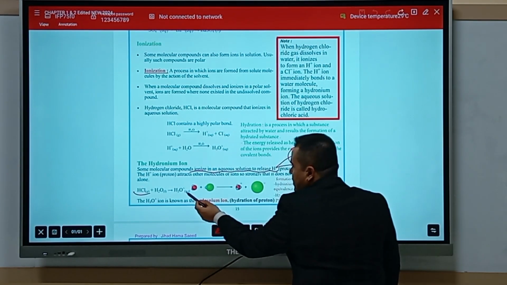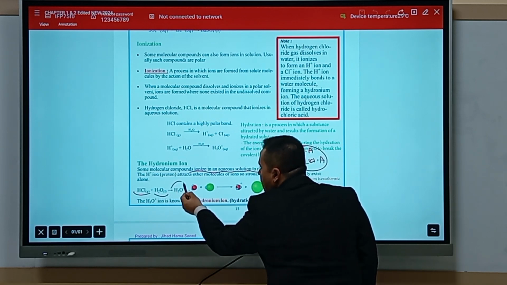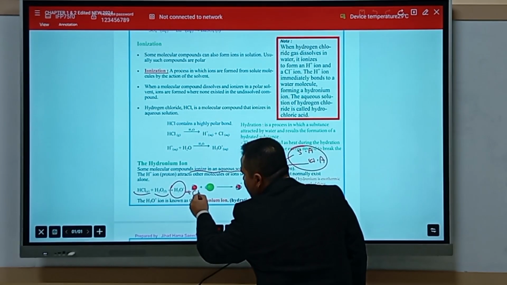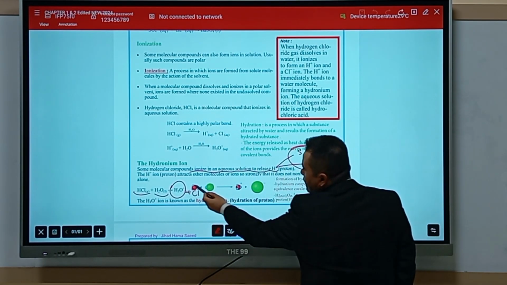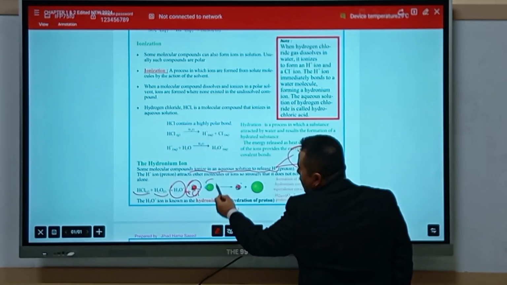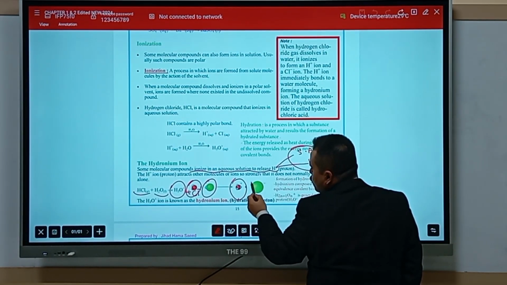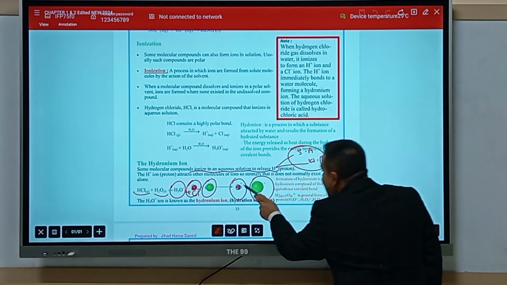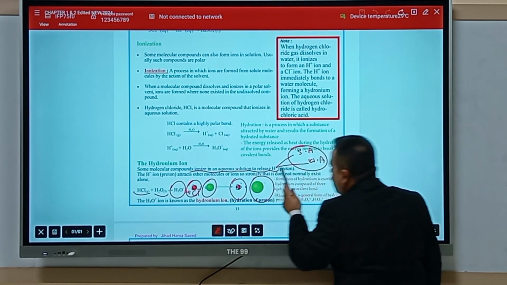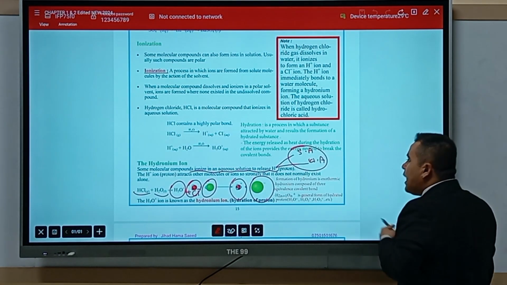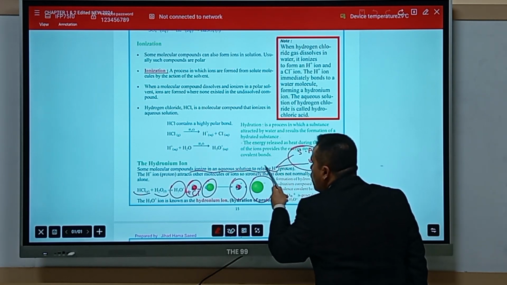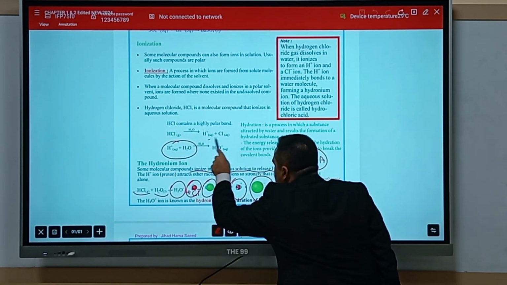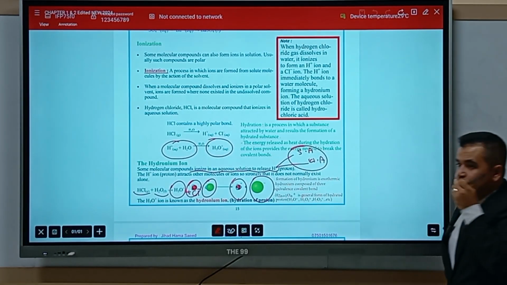Example, HCl, which is a strong acid, reacts with H2O to form hydronium and Cl negative. The representation here is HCl with H2O produces hydronium, H3O+, with Cl-. This is the hydronium ion. So the hydronium ion can be formed from the reaction of a proton with H2O.